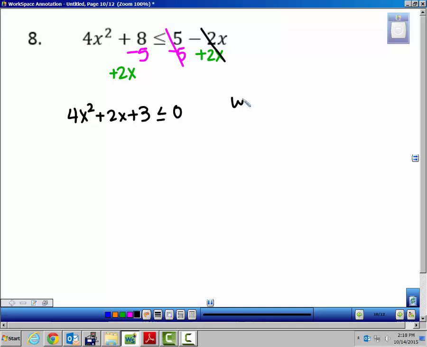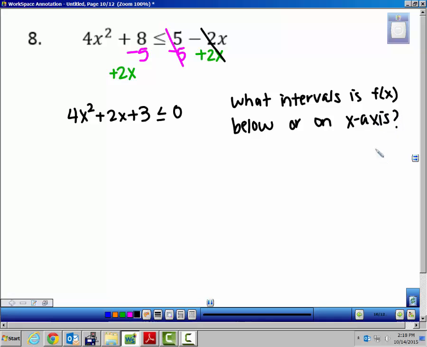So the question is asking on what intervals is the function less than or equal to 0. So that's below, and since it has the or equal, on the x-axis. That's what we're trying to answer.